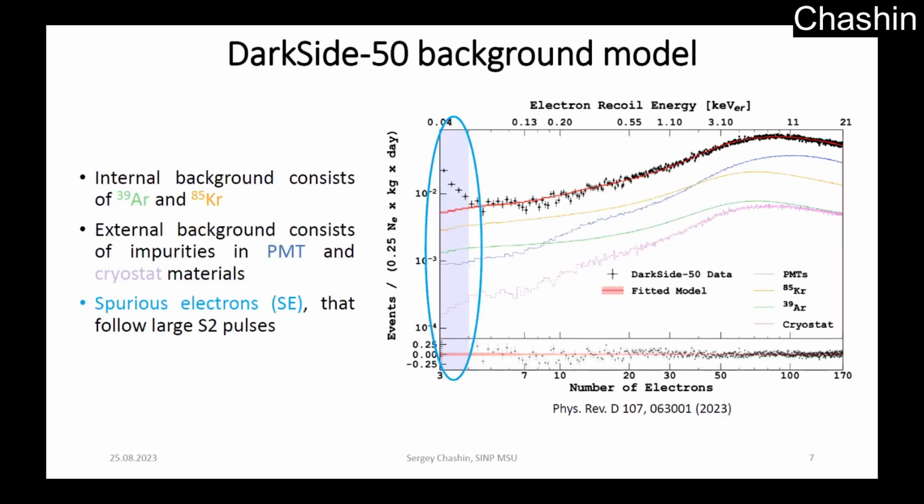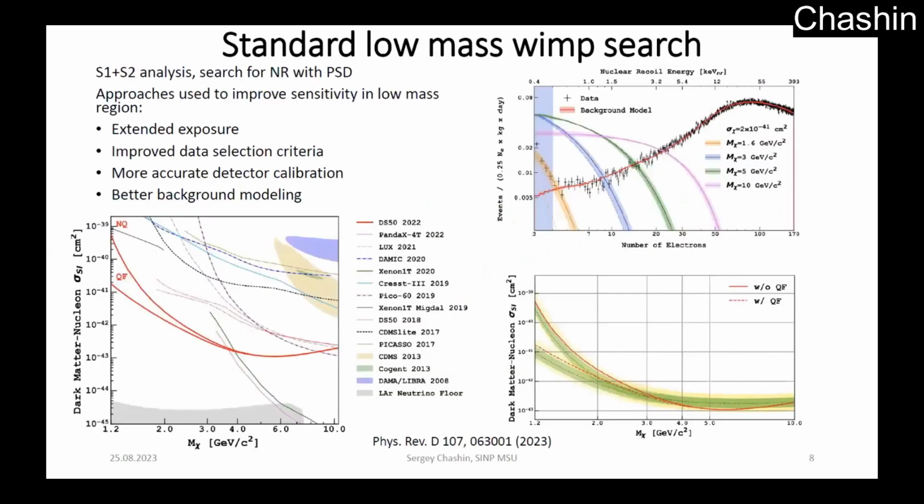Of course, after the cuts, the data should be compared with the background model, which for DarkSide-50 is provided by Monte Carlo modeling and is based on a series of calibration campaigns. Internal background consists of argon-39 and krypton-85. And external background consists of impurities in photomultiplier tubes and cryostat materials. Also, there is the background of spurious electrons that follow the large S2 pulses, but the origin of this is currently unknown.